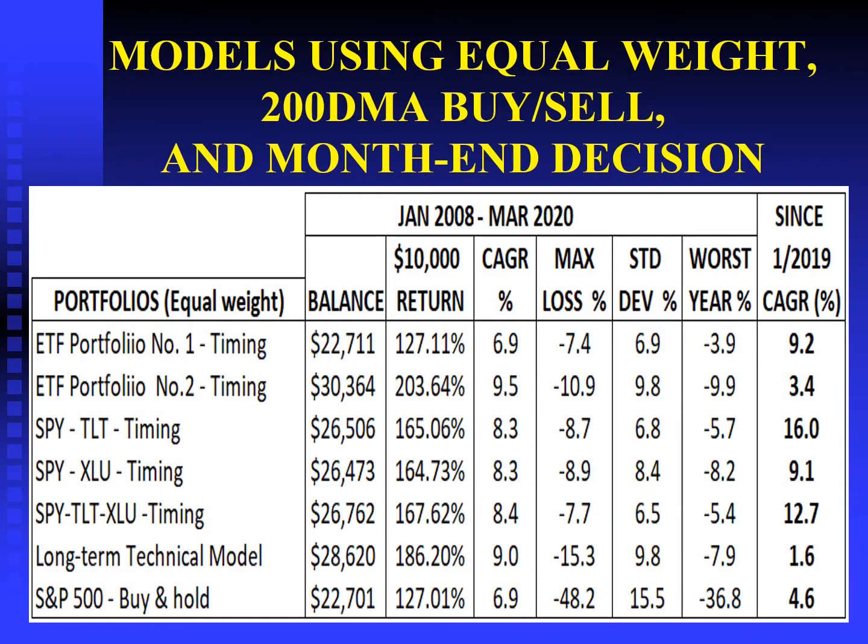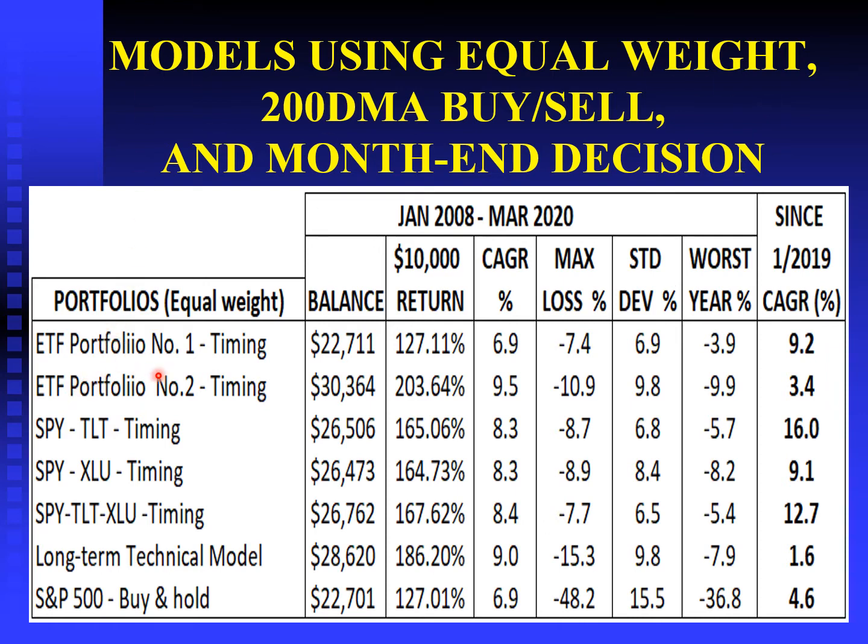I'm going to show you first what is in the table, then I'm going to discuss the numbers in another slide. The numbers were obtained using models using equal weight, that is, an equal amount of money in each ETF. The buy and sell rules are based on the 200-day moving average at month end. In other words, if the ETF is above or at the level of the 200-day moving average, it is a hold or buy. If it is below the 200-day moving average at month end, please, only at month end, the last day of the month, then it is a sell.